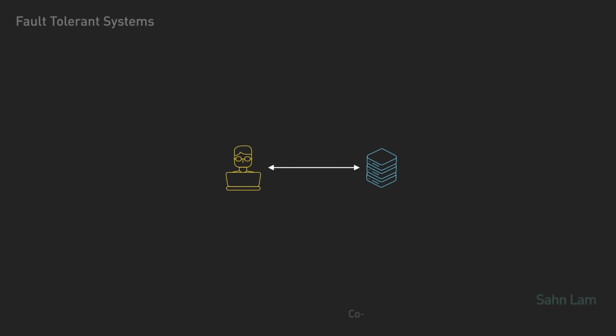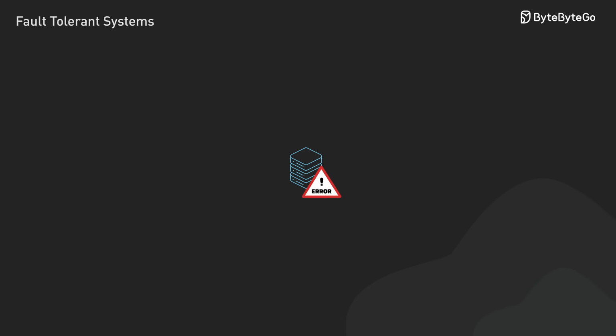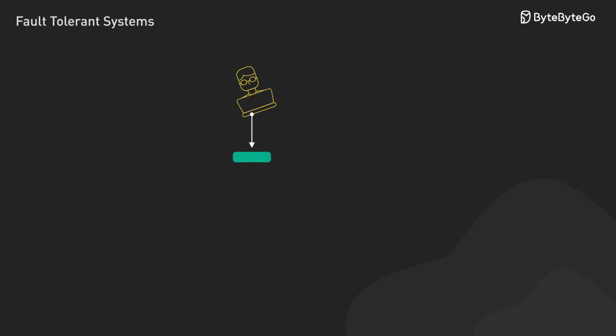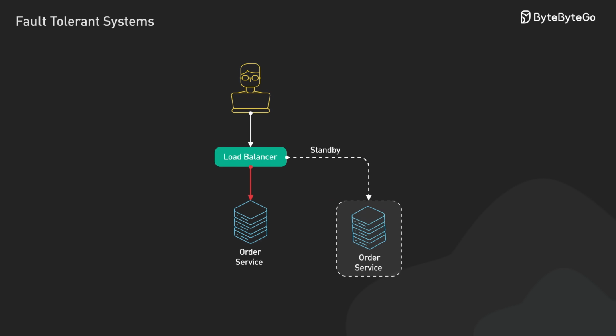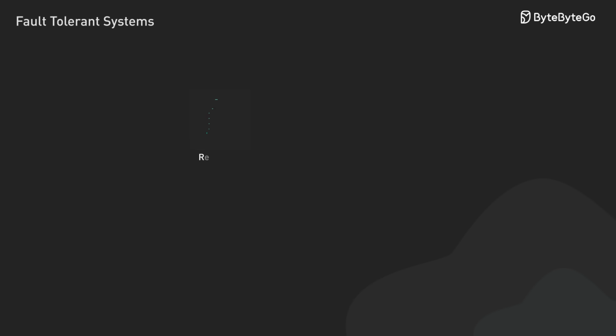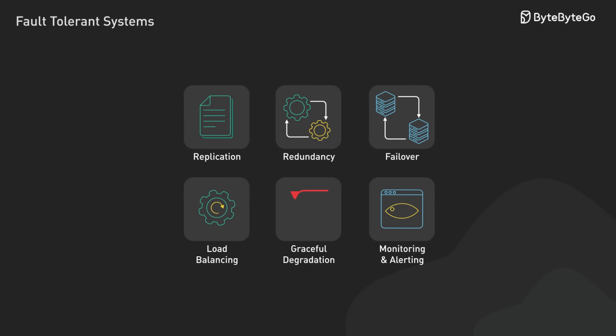Picture this. You're on call and suddenly, bam, your system decides to take an unplanned vacation. We've all been there. System outages are just part of our software engineering journey. And trust me, nobody wants to explain to their boss why the e-commerce site crashed on Black Friday because of a single server failure. Today, we're diving into how to build fault-tolerant systems that keep running even when things go wrong. We'll explore several key strategies and see how they work together to build robust systems.